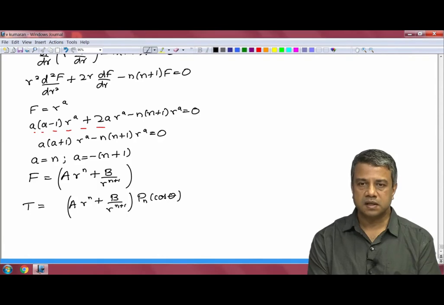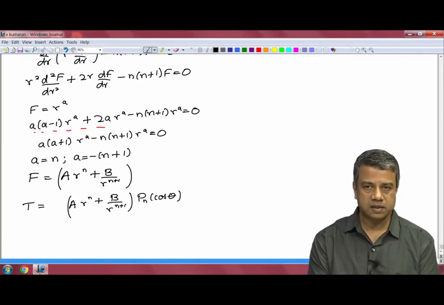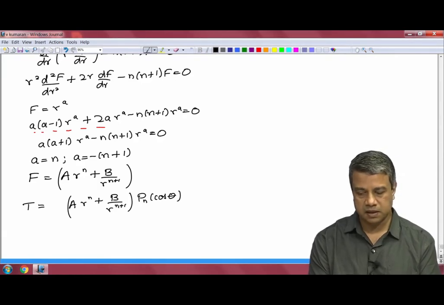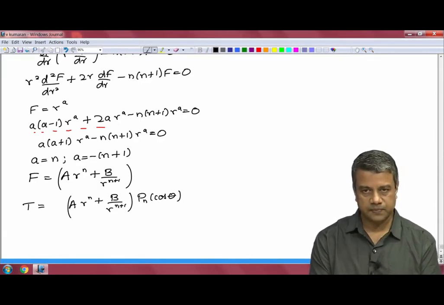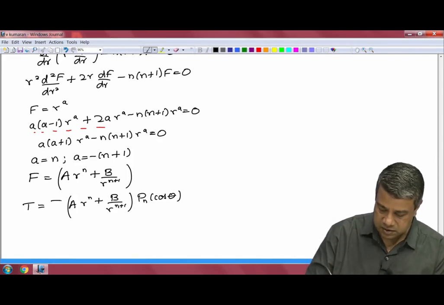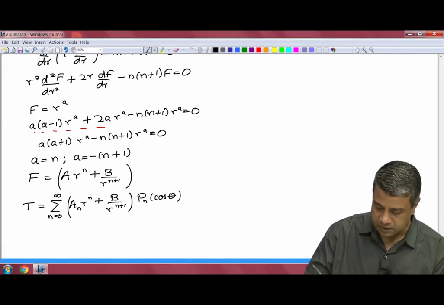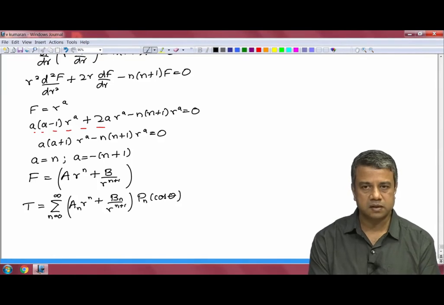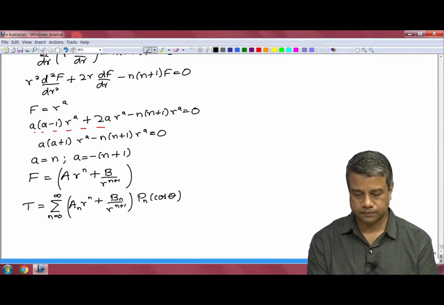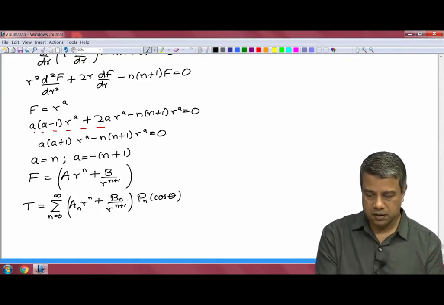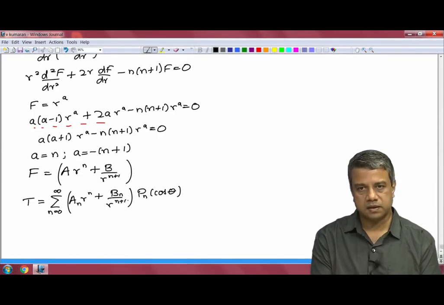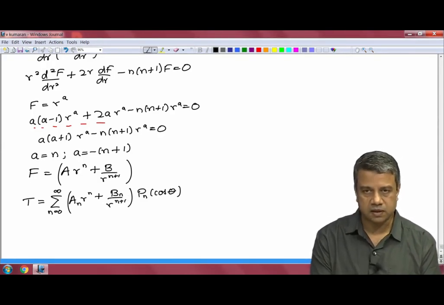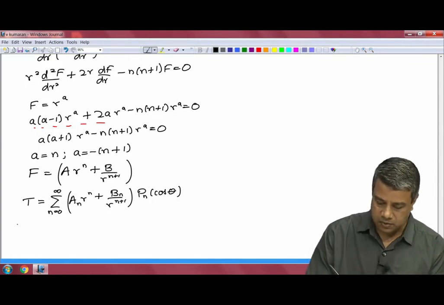It satisfies the condition that the temperature has to be finite at theta is equal to 0 or pi for any value of n. Therefore, the most general solution is the summation of these from n is equal to 0 to infinity of a_n and b_n. So, that is the most general solution for the temperature field. How do I find out the coefficients? Those have to be determined from the boundary conditions. What are the boundary conditions?